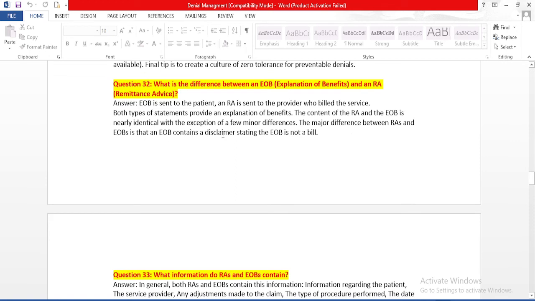So what is the difference between an EOB, usually called explanation of benefits, and an RA, remittance advice? Basically, EOB is sent to the patients and remittance advice is sent to the provider who billed the service. Both types of statements provide an explanation of benefits. The content of the RA and the EOB is nearly identical with the exception of a few minor differences. The major difference between RAs and EOBs is that an EOB contains a disclaimer stating the EOB is not a bill.